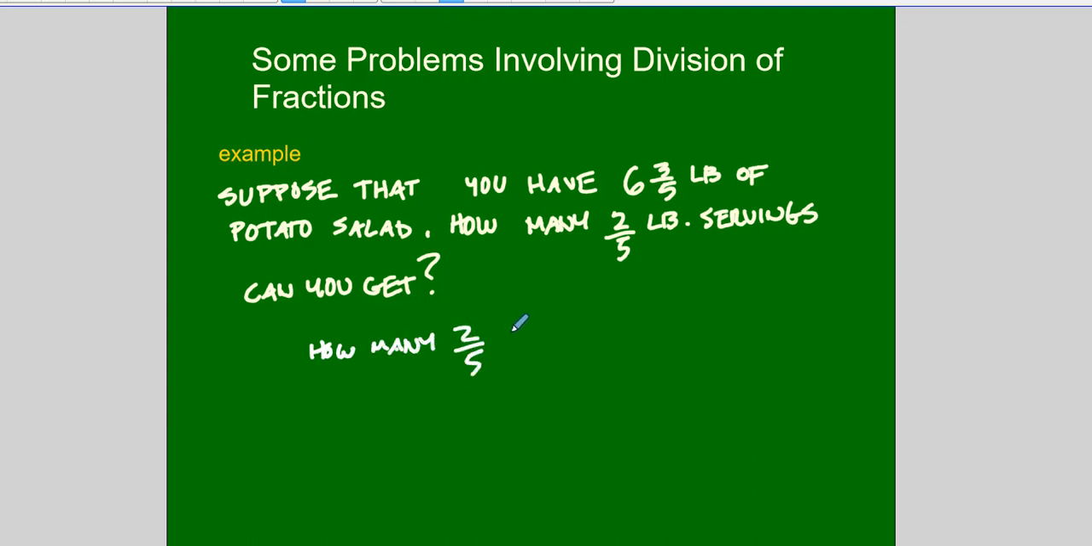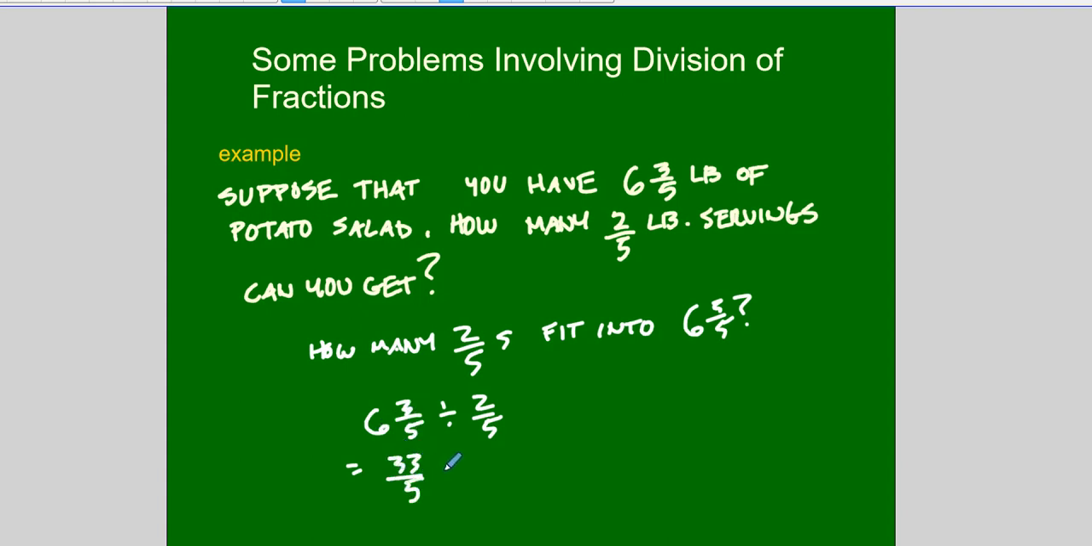How many 2/5 fit into 6 3/5? So this is division. So 6 3/5 divided by 2/5. So to do this, 6 times 5 is 30 plus 3 is 33/5. Change division to multiplication, take the reciprocal there. The 5's cancel out, that's 1 over 1. So we end up with 33/2.